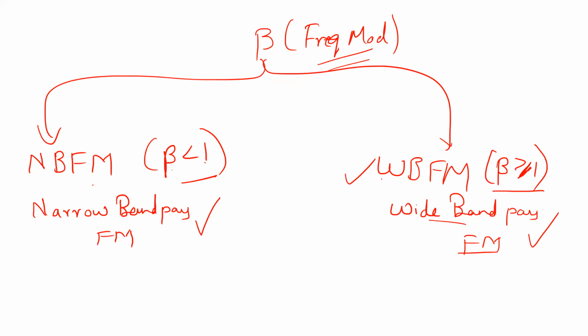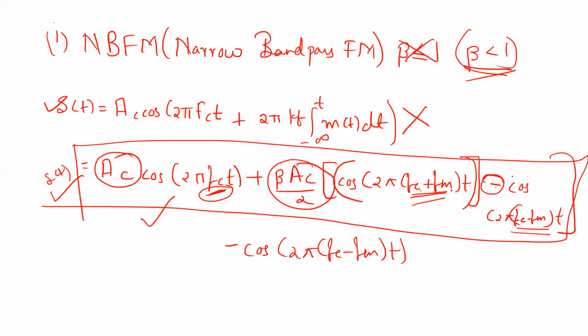Then, depending upon beta, which is the modulation index in frequency modulation, FM is divided into two types. One is beta smaller than 1, the other is beta greater than or equal to 1. When beta is smaller than 1, it's called narrowband FM. When beta is greater than 1, it's called wideband FM. This is the standard mathematical expression for narrowband FM: Ac cos 2 pi fc t plus beta Ac by 2 times cos 2 pi (fc plus fm) t minus cos 2 pi (fc minus fm) t.